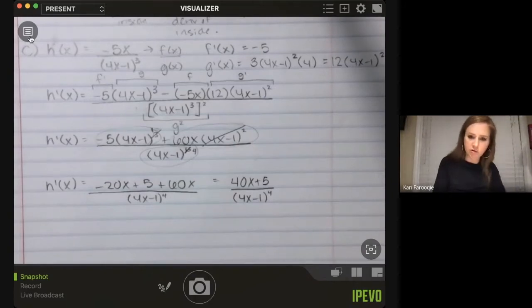Something weird in my notes that I'm going to get rid of. 2, 2. Okay. Just don't want to look at that again.